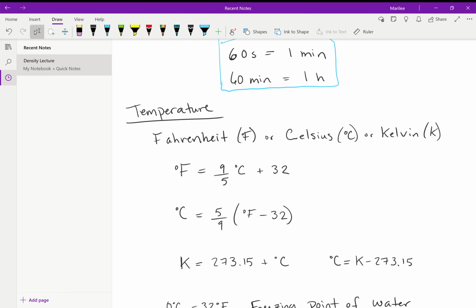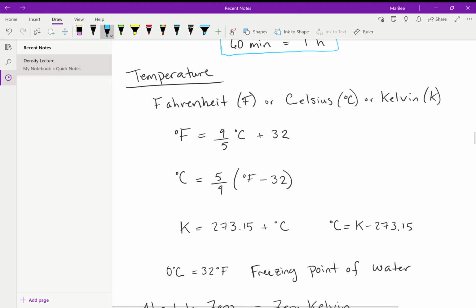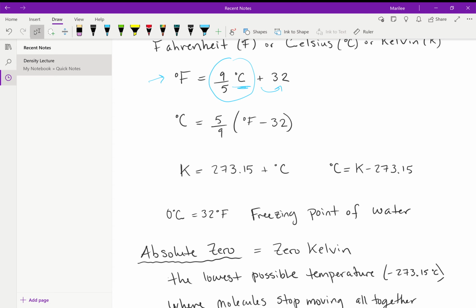Temperature. There are 3 different temperatures. We have Fahrenheit, Celsius, and Kelvin. To convert Celsius to Fahrenheit, we use this equation here. Degrees Fahrenheit is equal to 9/5 times whatever degrees Celsius you have plus 32. So you will multiply first and then you add. But here, if you're converting from Fahrenheit to Celsius, you will take your Fahrenheit temperature minus the 32, whatever number you get, and then you multiply with 5/9.